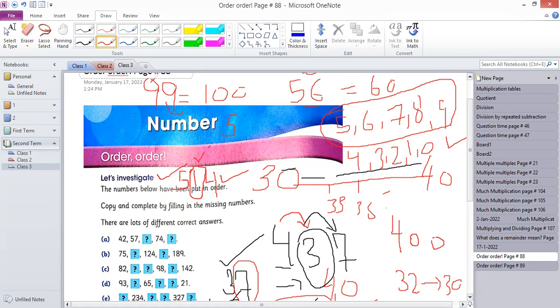Yes, after rounding to the nearest 10, tell me the number. It is 510. 510. That's superb. You know it.